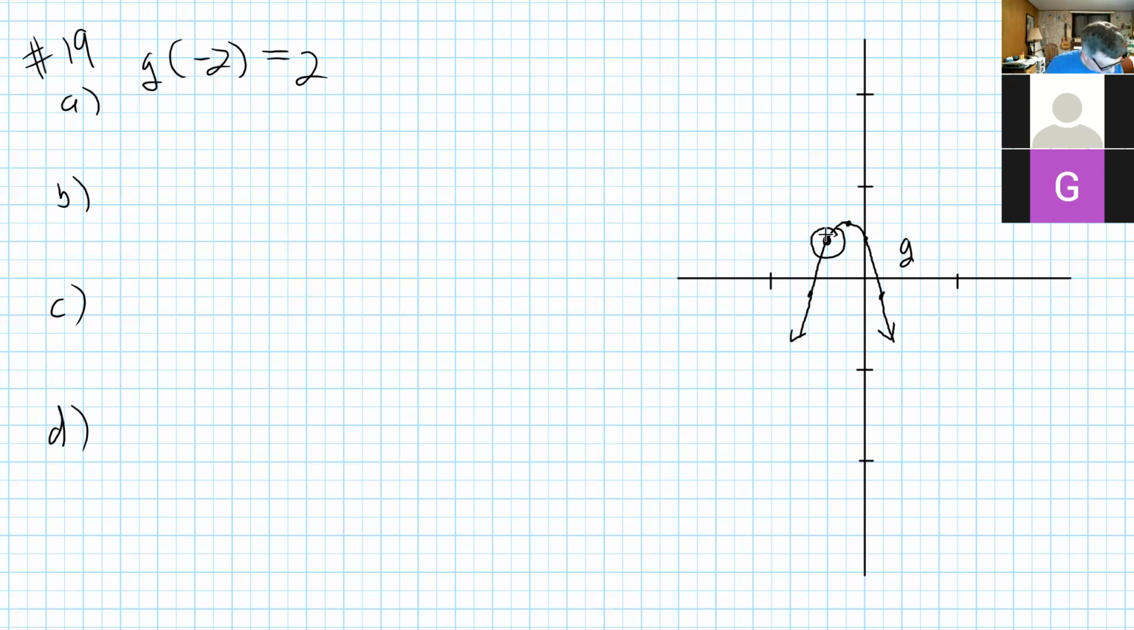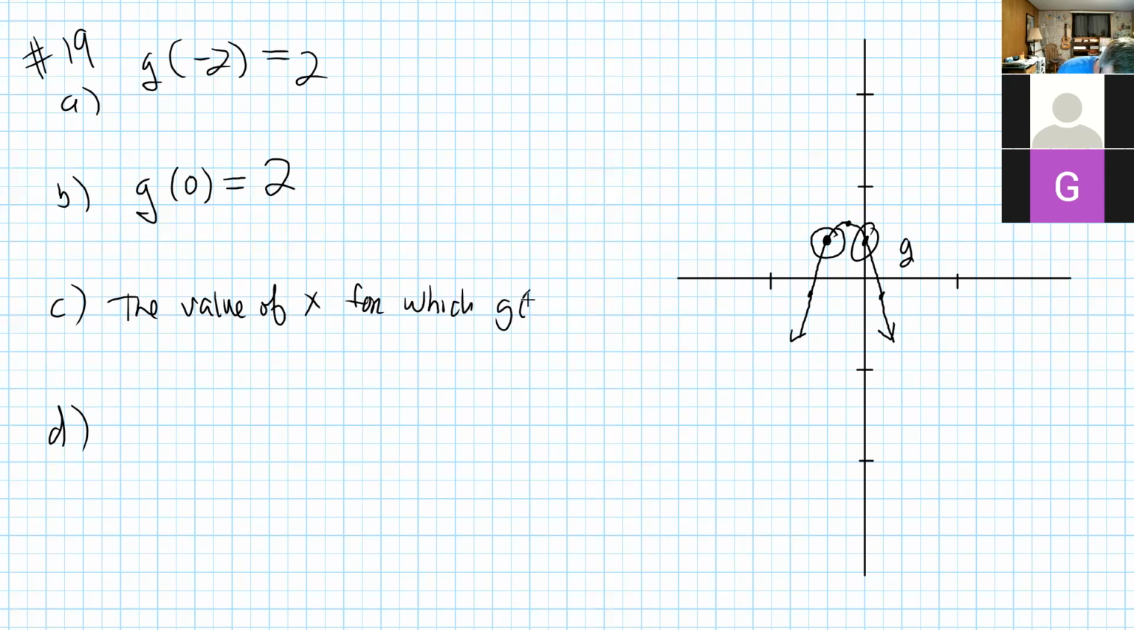Okay. What's G of 0? Is 2. Yep, right there. Part C, that's what Moses did, part C. Okay, the value of x for which G of x equals 3. So what's x when y is 3? -1. Right there, because y equals 3 would be right along that poorly drawn dotted line.